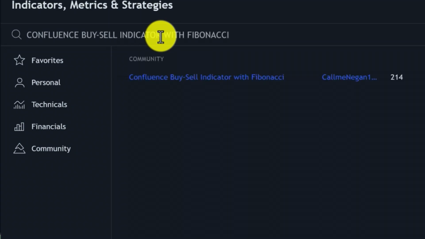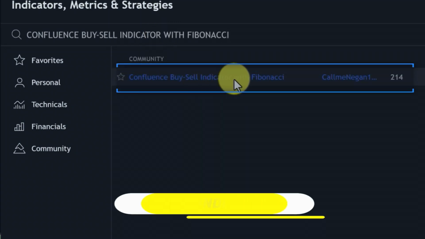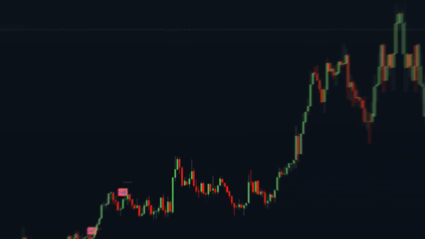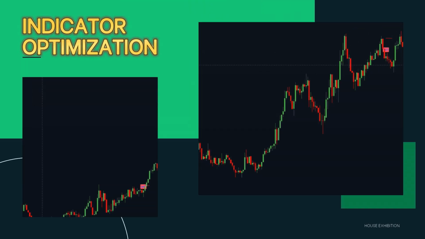As you type, you should see it appear in the search results. Once you see it, click on it to add it to your chart. Now the indicator is on your chart. I'll guide you through setting it up for optimal performance.